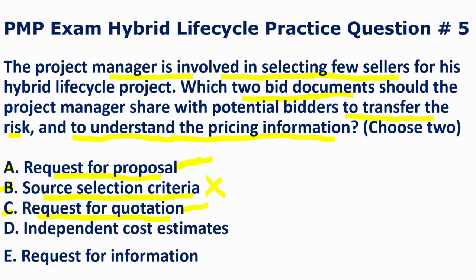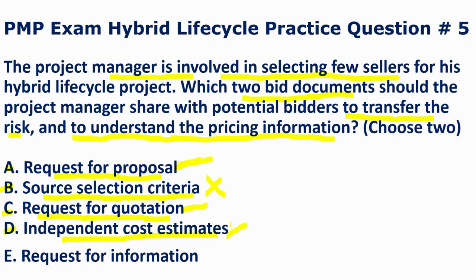Let's evaluate option D, which states that the project manager should perform independent cost estimates, and it is useful to provide reasonable checks against bidders' submitted proposals. So this option does not apply to this question.